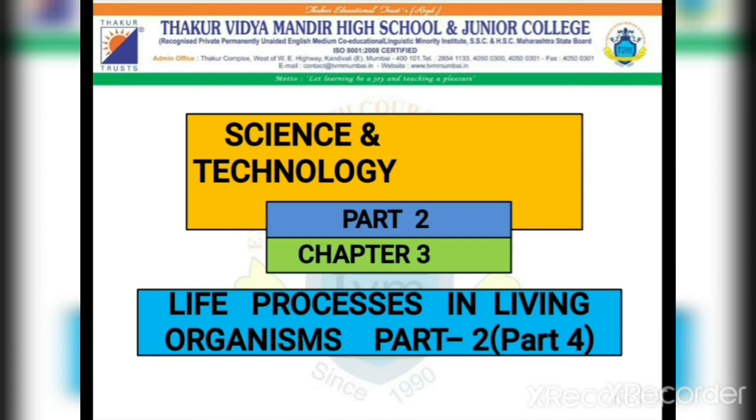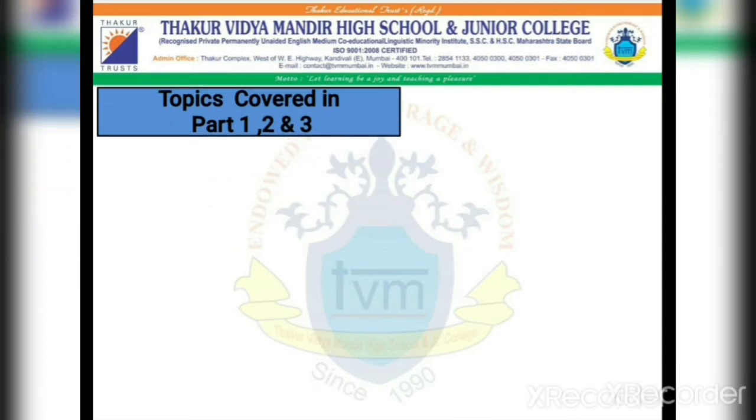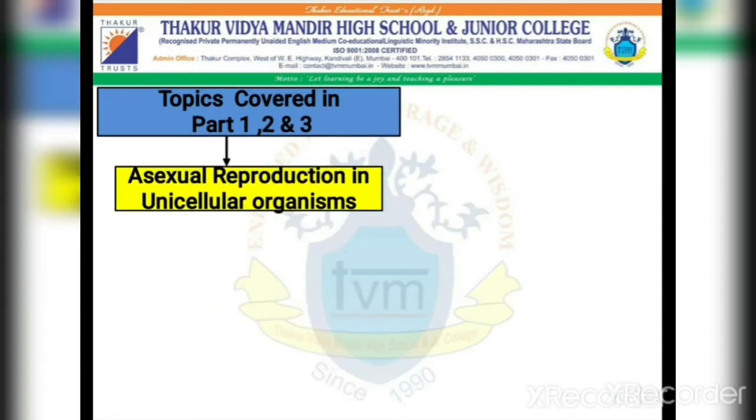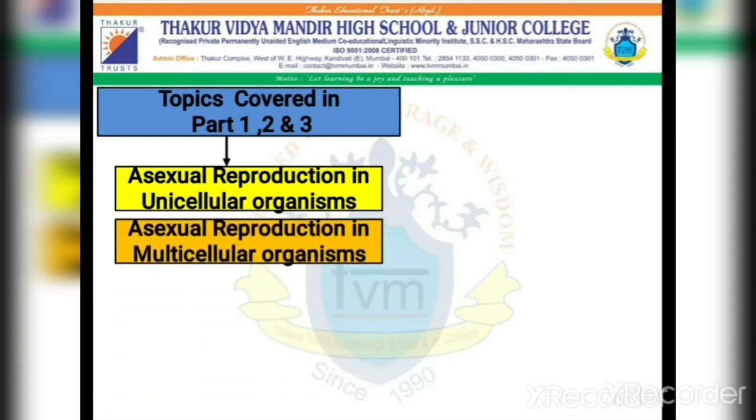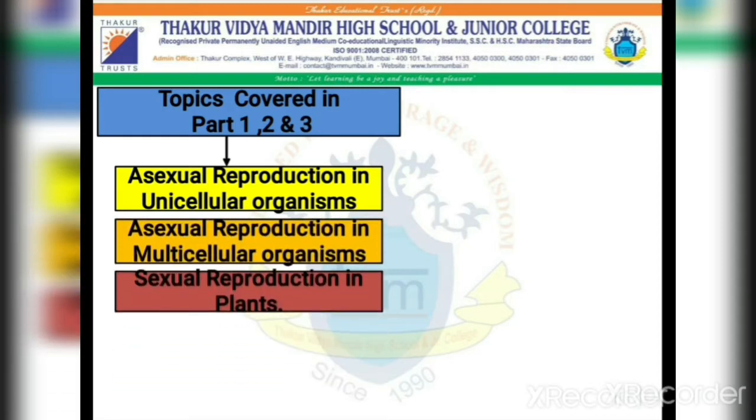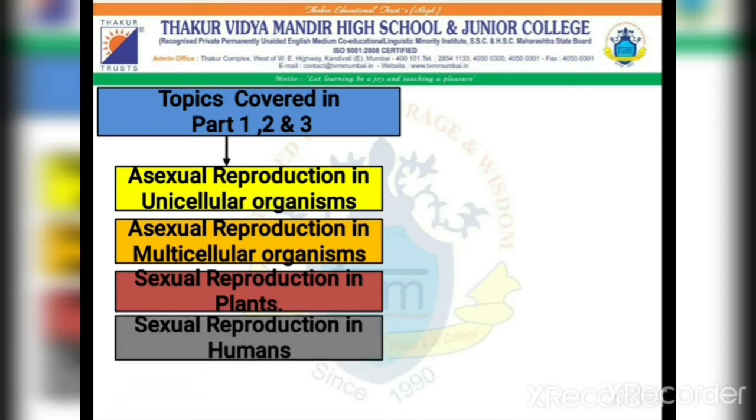Students, we have already completed the first 3 parts of the topics, where we have covered asexual reproduction in unicellular and multicellular organisms. Then, sexual reproduction in plants, where we discussed pollination, fertilization, and germination. The last part was sexual reproduction in humans, where we discussed the male reproductive system, female reproductive system, development, and birth.